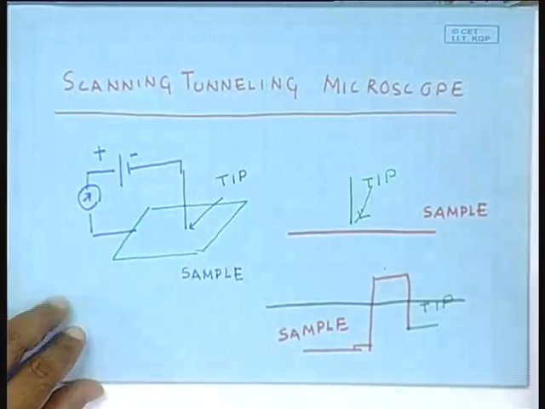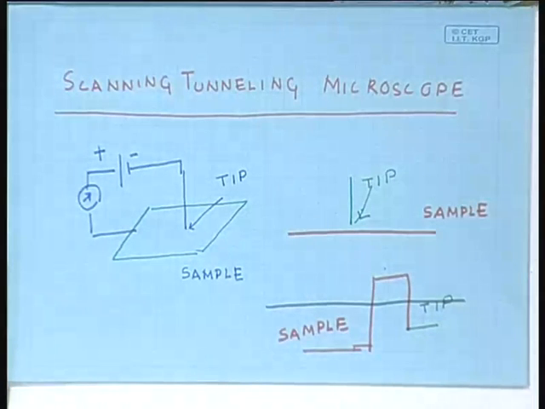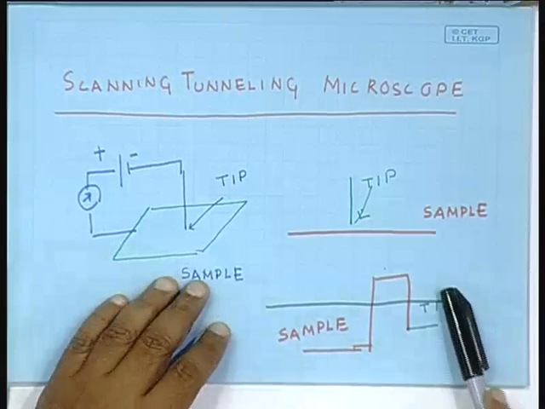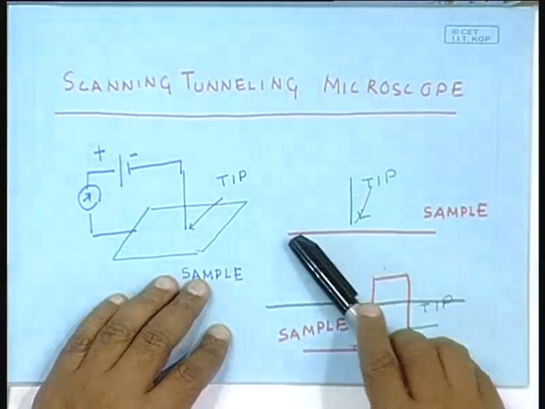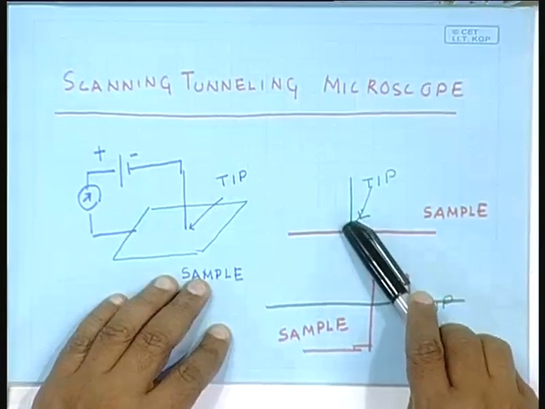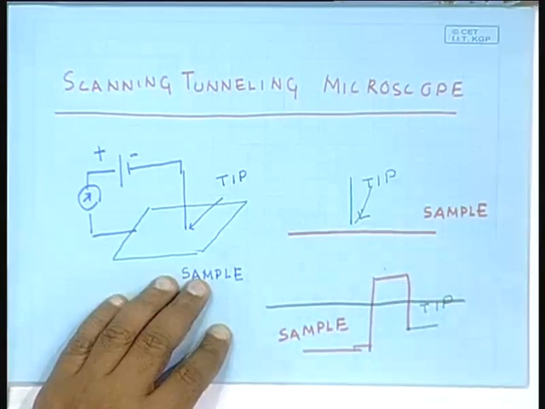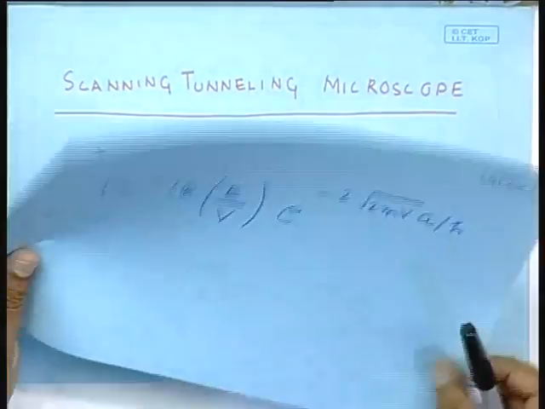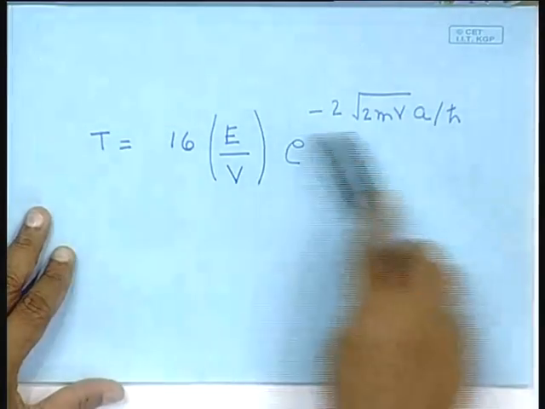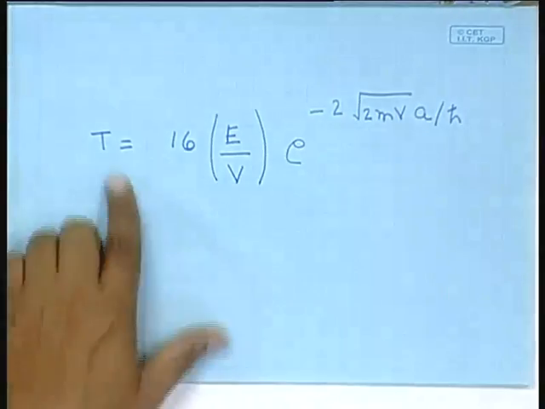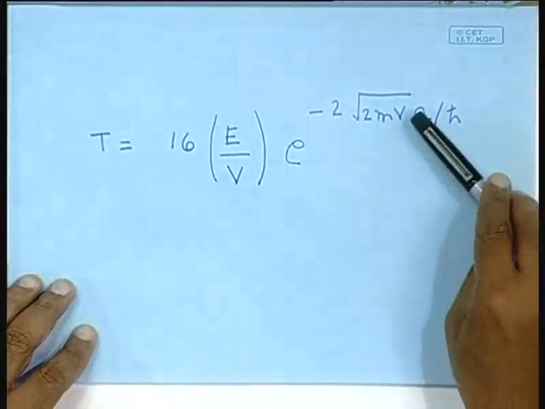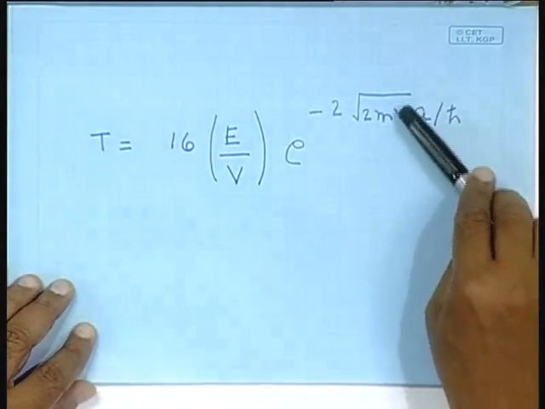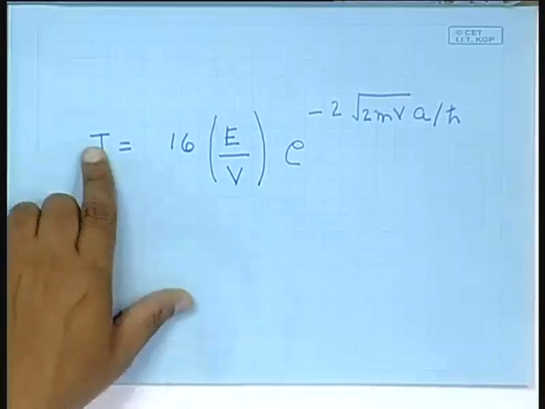So, exactly the same thing happens over here, but if you bring this tip sufficiently close to the sample, so that the gap between them becomes extremely small, then what happens is that you can have tunneling between the tip and the sample, and the tunneling probability is what I have shown, what we have just calculated. So, if you make this A very small, there is a tunneling probability.